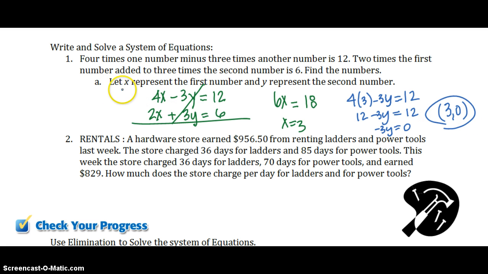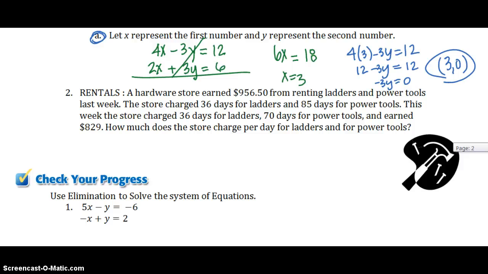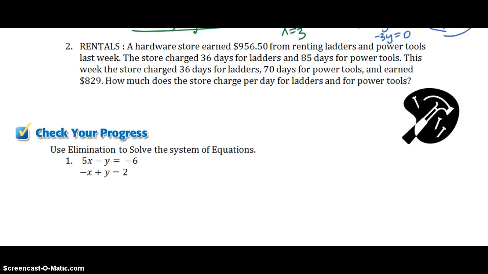Alright, and it also went ahead and told us to let x represent the first number and let y represent the second number. I will need to tell you that on the test, and if I don't, you need to be sure and ask me, because technically you can set the problem up either way if I don't give you specific details. Alright, let's read about rentals.